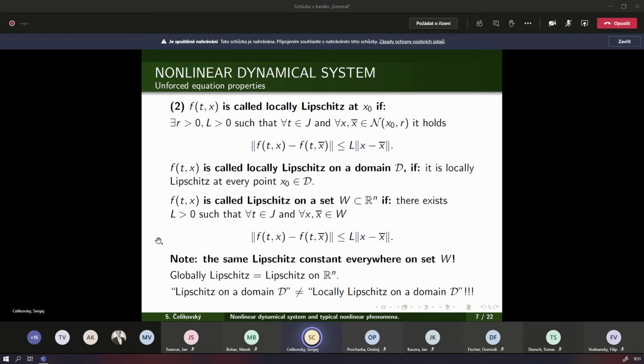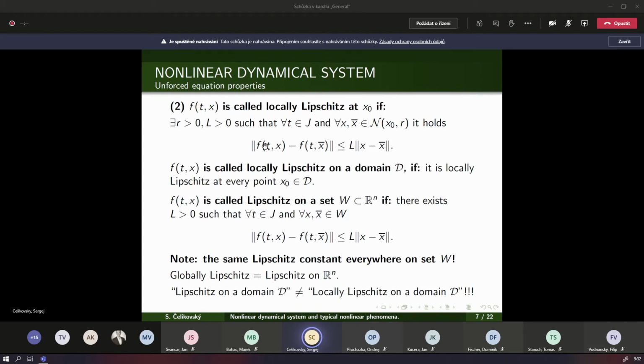for everything. And especially when we speak about global Lipschitz on the whole Rn, which is unbounded space and so on, then it's not easy to find Lipschitz functions, because this constant may grow with the point, and it is difficult to find some biggest one.